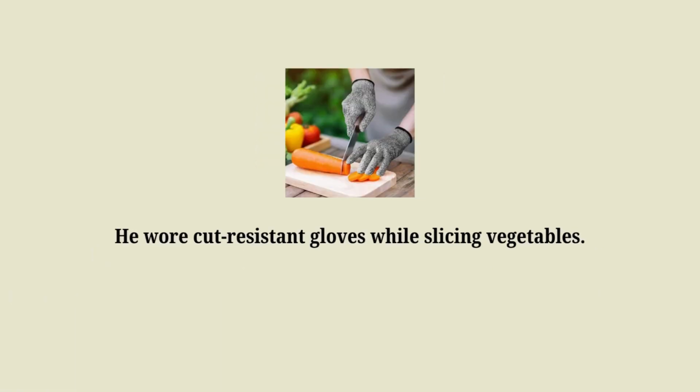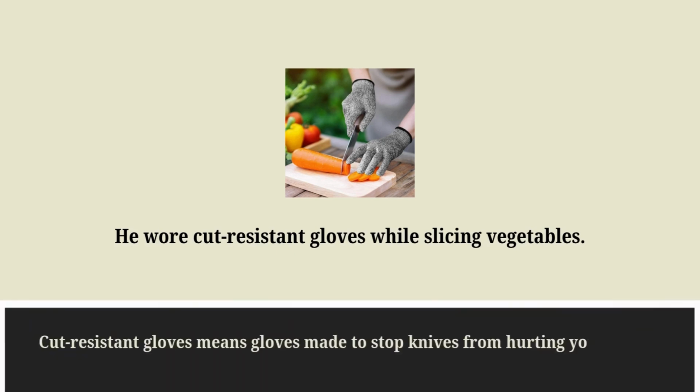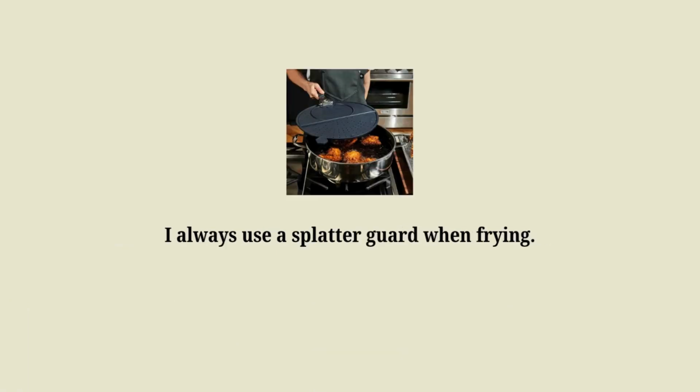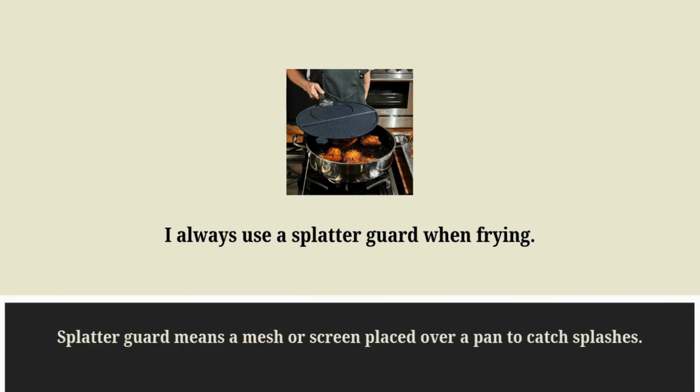He wore cut-resistant gloves while slicing vegetables. Cut-resistant gloves means gloves made to stop knives from hurting your hands. I always use a splatter guard when frying. Splatter guard means a mesh or screen placed over a pan to catch splashes.